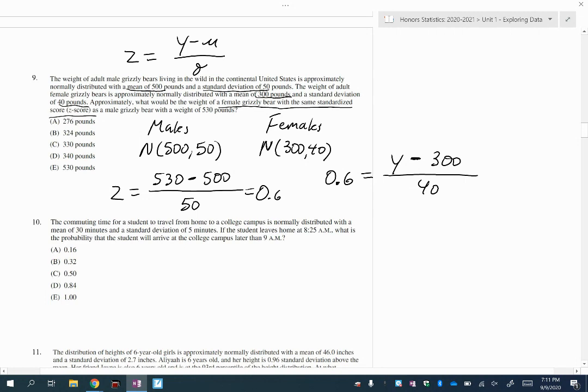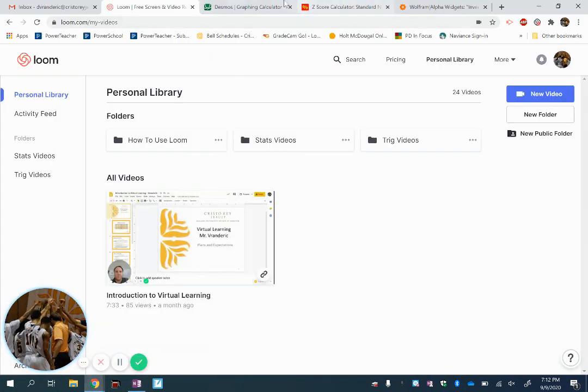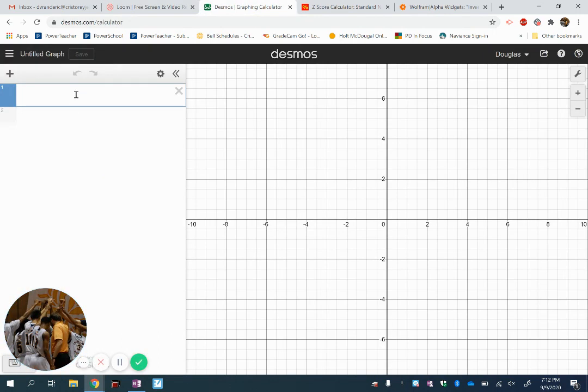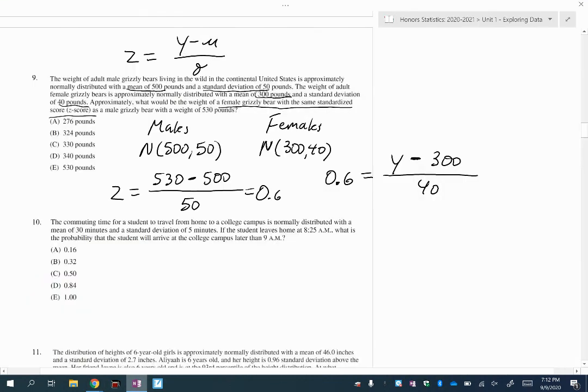So this is something that we practiced together in class for chapter 6. I'm going to go to Desmos. You don't have to, you can just use your calculator, but I'll show you how I can find what this y value is going to be. I'm going to take my z-score of 0.6 and multiply it by, I believe it was 40. Confirm, it was 40, yes. And then I'm going to add 300. And that will isolate for my female weight of 324 pounds. So the female weight is 324 pounds, so my answer is B.